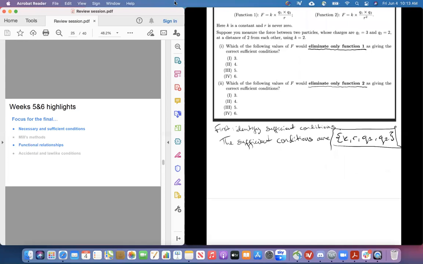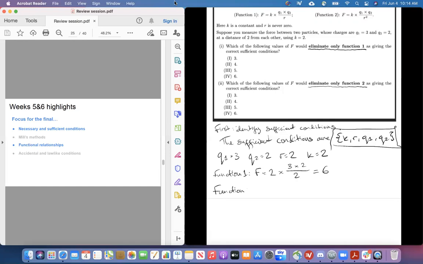We are given the numbers. So Q1 equals 3, Q2 equals 2, R equals 2, K equals 2. So we substitute them into function 1. Let's do that first. We get F equals K, that's 2, times Q1, that's 3, times Q2, that's 2, all divided by R, which is 2. If we calculate that, it's 6.